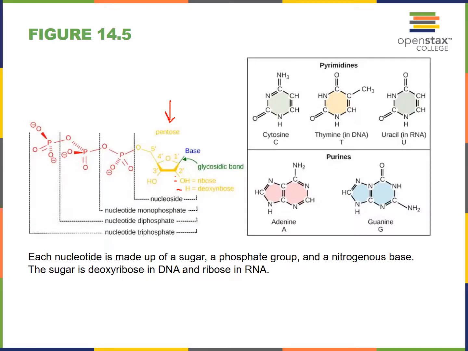Each nucleotide has a pentose sugar. Each nucleotide has a phosphate group. And each nucleotide has a nitrogenous base. The nitrogenous bases in DNA were thymine, cytosine, adenine, and guanine.